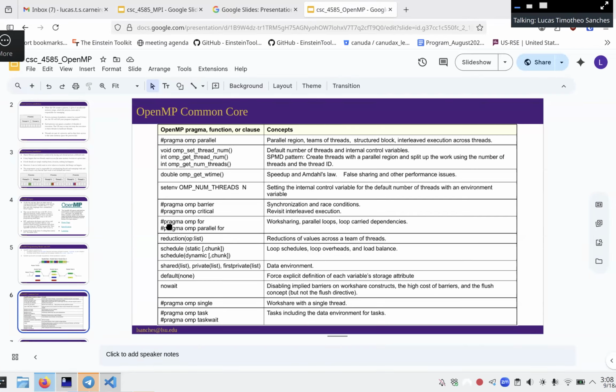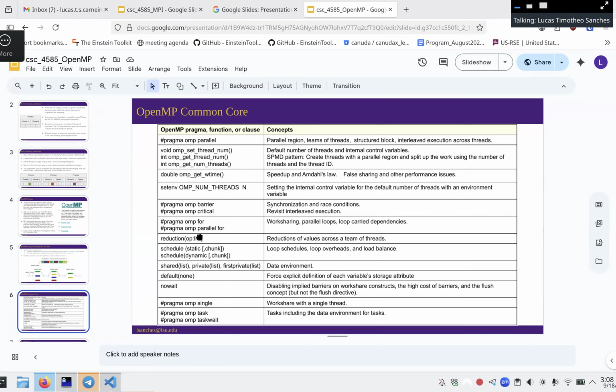We also discussed omp parallel for. Remember that we had the example where we partitioned the work manually. You can do the same thing by calling omp parallel for. You don't have to partition anything manually. You just have a regular for loop, you stick the pragma before the for loop, and it will be automatically parallelized by OpenMP.